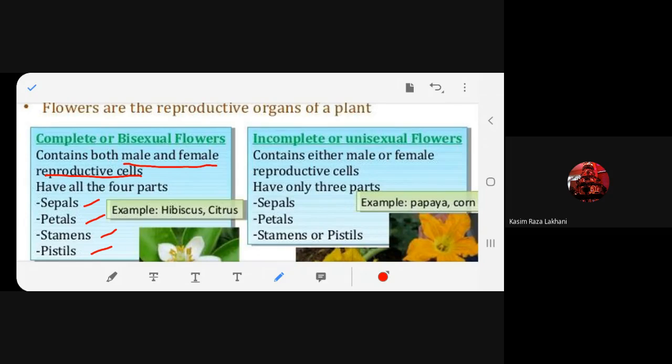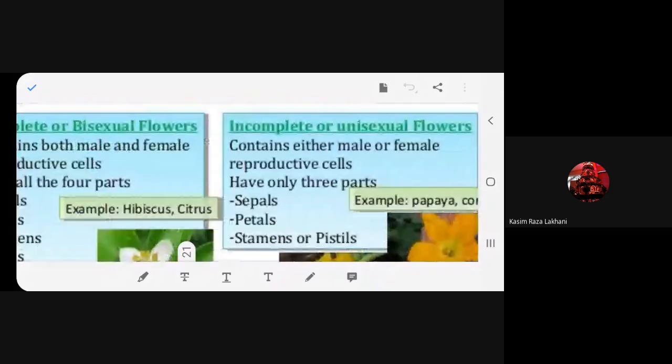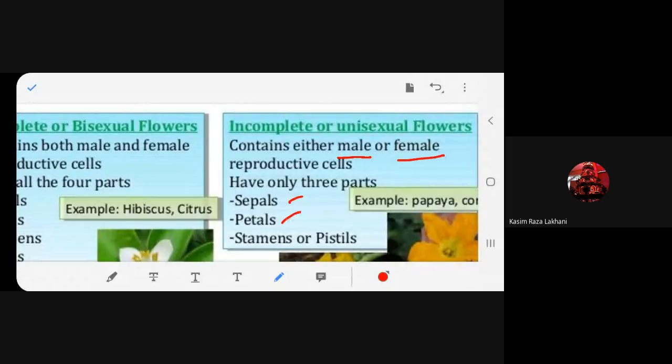Citrus are lemons. Next is incomplete or unisexual flowers, which means it has either male or female parts. As it's unisexual, it will have only three parts. Sepals and petals remain common. It has either stamens or pistils. You get these in papaya and corn.